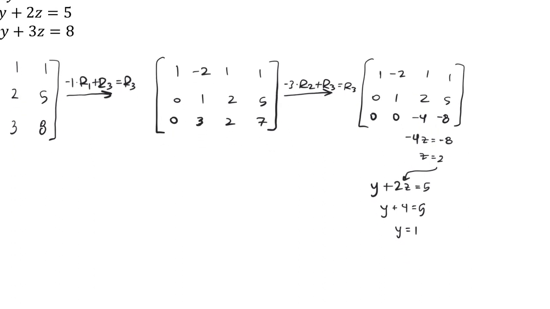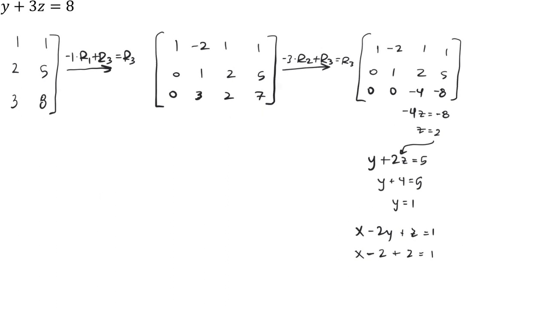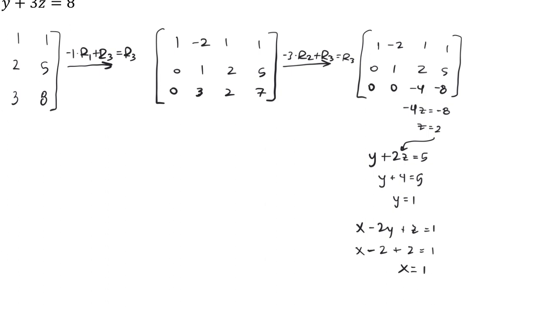Now if we take this top row, x minus 2y plus z equals 1. So x minus 2y plus z equals 1. Make the substitutions. Y is 1, so negative 2 times 1 is negative 2. Z is also 2. So this gives us x is equal to 1. So the solution is x is equal to 1, y is equal to 1, and z is equal to 2.